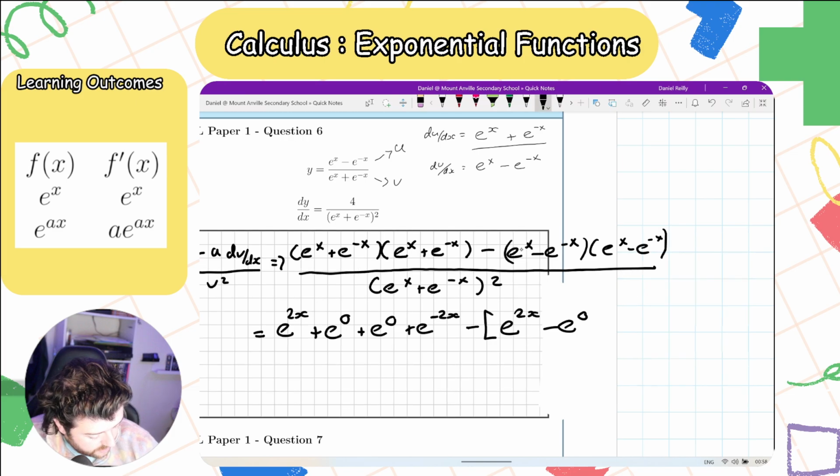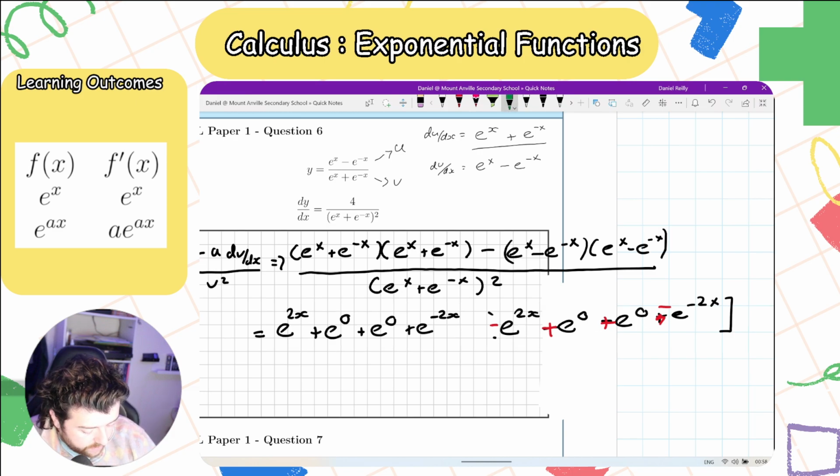Sorry. So then minus e to the minus x times e to the x is minus e to the 0, and minus e to the minus x times minus e to the minus x gives plus e to the minus 2x. So I have this minus sign on the outside, that's going to be plus, plus, minus.